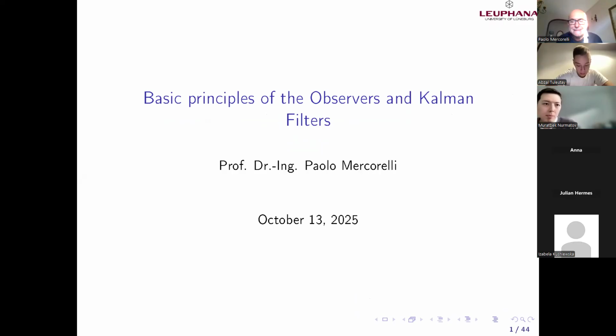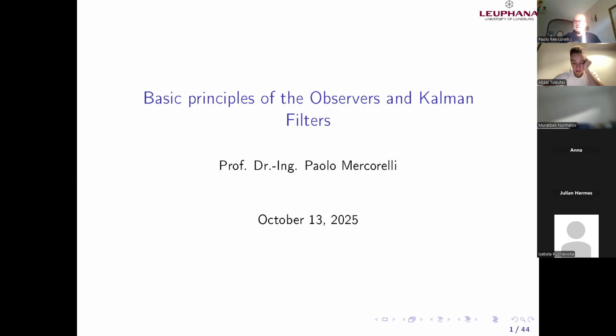Basic principles of observers and Kalman filters. Of course, we need many lectures to understand what the Kalman filter is. But one of the possible applications is exactly to use this algorithm as an observer.